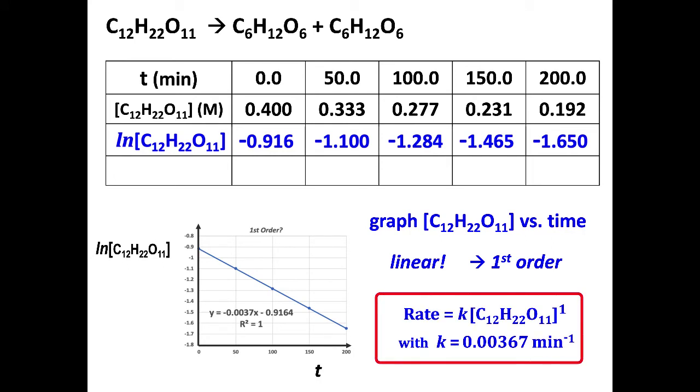And 1st order rate law is rate equals k times concentration of sucrose to the 1st power with our rate constant of 0.0037. And actually, I'm giving it to 3 sig figs. 0.00367 is our rate constant, and the units are per minute because we did our times in minutes. So that is the rate law.